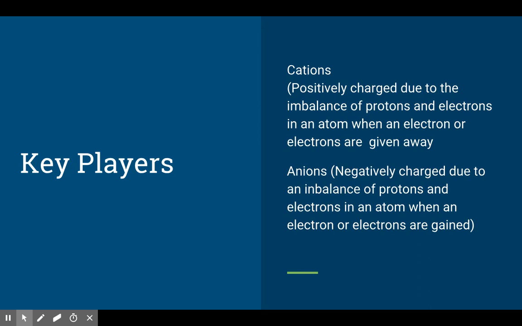Now in most cases that's 8. The exception to that in our first 20 elements will be helium. Helium has 2 electrons in its outer shell.